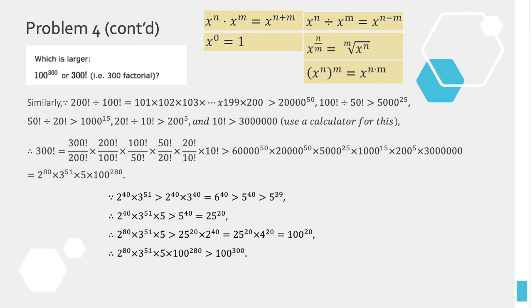And because we already know that 300 factorial is larger than this value, so 2 to the power of 80 times 3 to the power of 51 times 5 times 100 to the power of 280, because we know this, and also because we know that 100 to the power of 300 is smaller than that, therefore 300 factorial is larger than 100 to the power of 300.